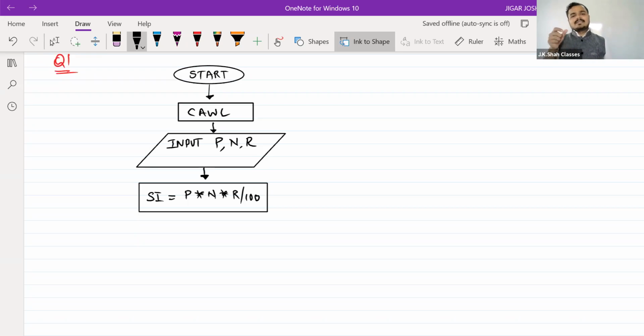So first, start has to be done. Then CAWL, clear all working location. Then input P, N and R. Then we calculate the simple interest. Once the entire calculation is done, whatever value comes out of this calculation will go to SI. Yes, or no?